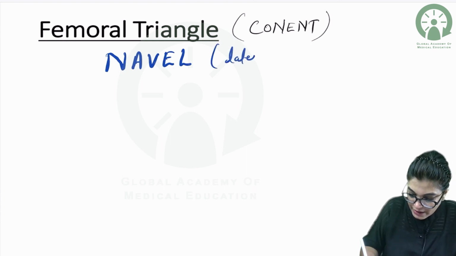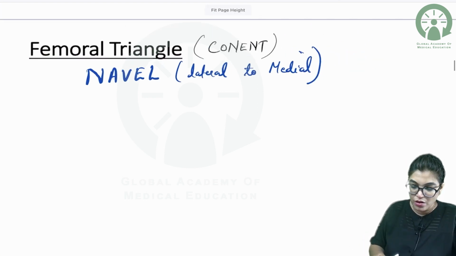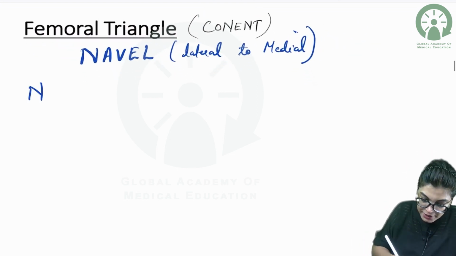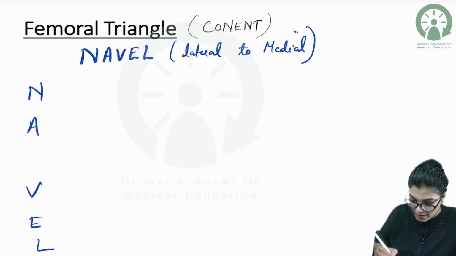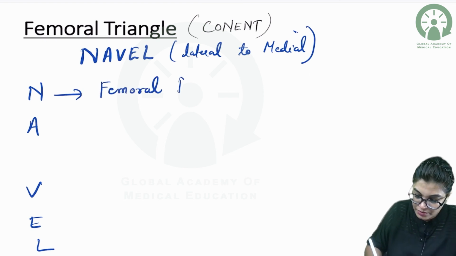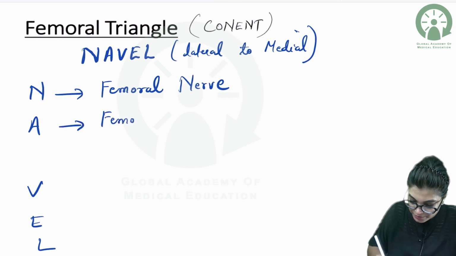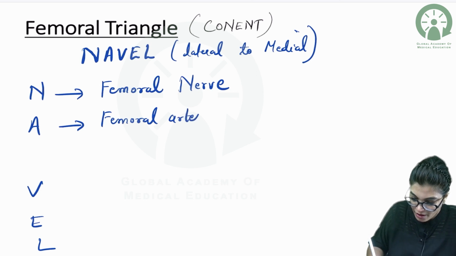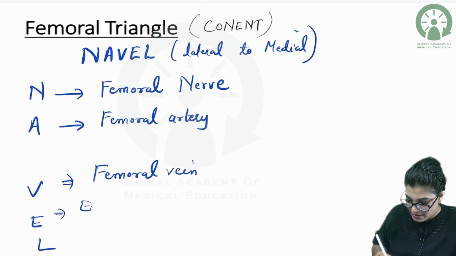That is the content from lateral to medial. So this mnemonic will help you to understand the content from lateral to medial. So that means NAVEL. Here N stands for femoral nerve, A stands for femoral artery, V stands for femoral vein, E for empty space, there is an empty space, and then we have got the structure that is called as lymphatics.